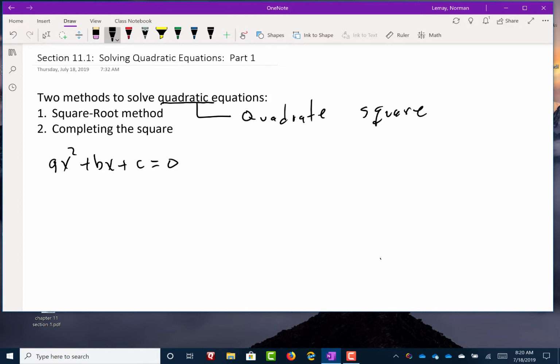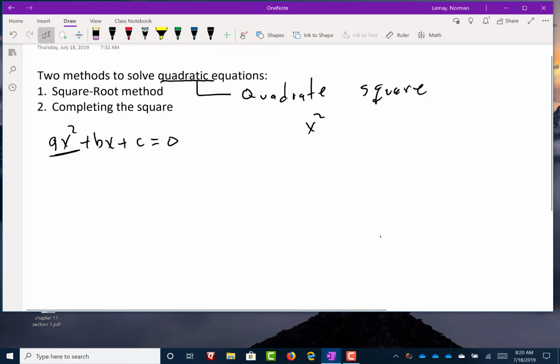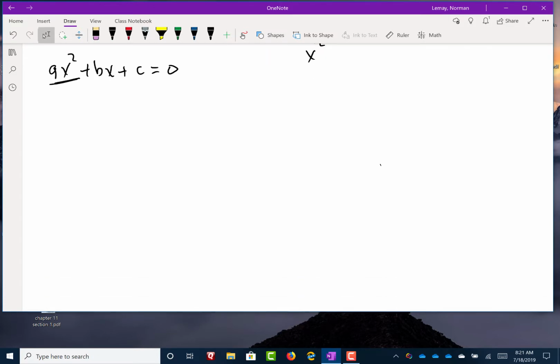And if we take a look at the leading term here, notice we say ax squared. So whenever we multiply a number by itself, x times x, we say x squared. Some people will say x to the power 2. But anyways, that's where quadratic comes from and why we call these things quadratic equations.